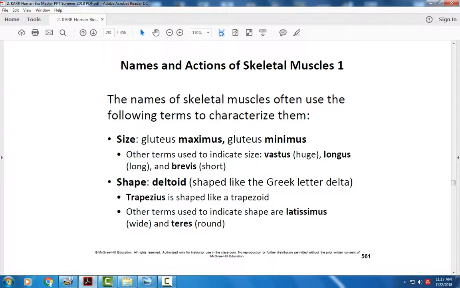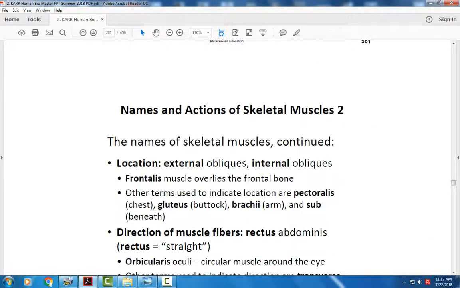Some muscles are named by shape. The deltoid, which is at the top of your shoulder, is a triangle-shaped muscle. It's wider at the top and narrow at the bottom, and the Greek letter delta is a triangle, so that's where the word deltoid comes from. The trapezius is a trapezoid-shaped muscle. It's on the back of our head and attaches to our shoulders and then again to the middle of our back. And then latissimus means wide, teres means round. You're not going to need to know all of these. I'm going to go through some of the major skeletal muscles of the body, which we'll talk about.